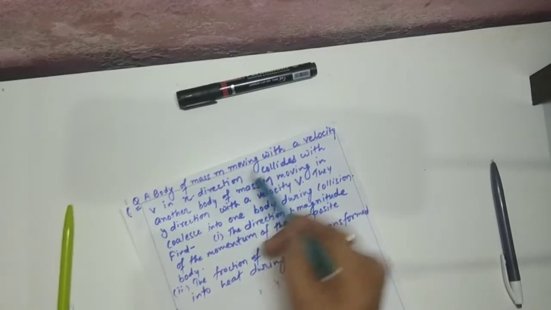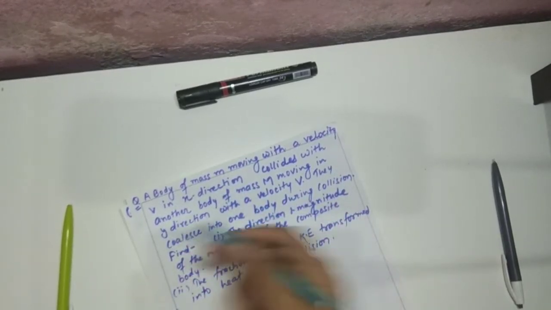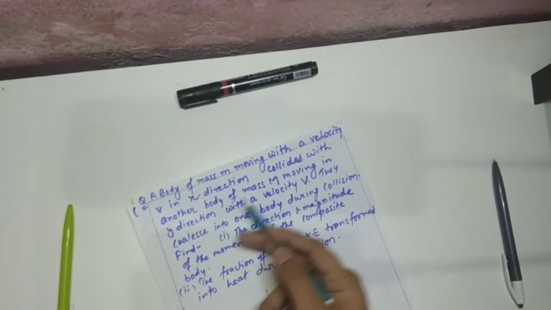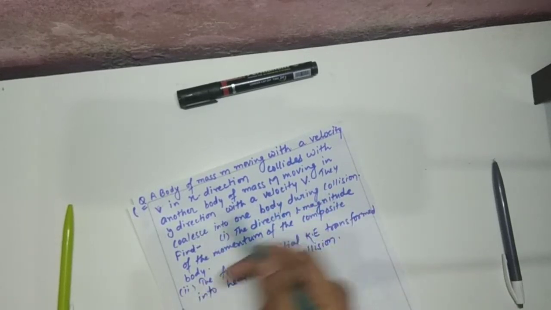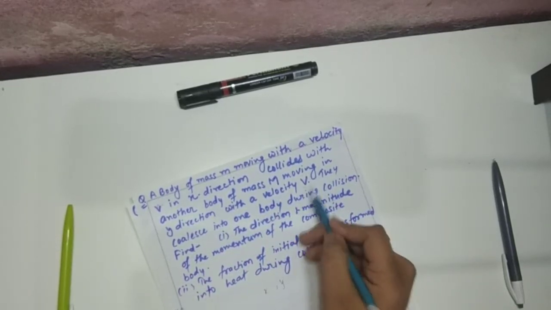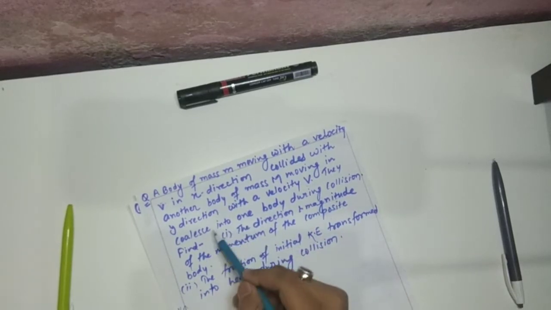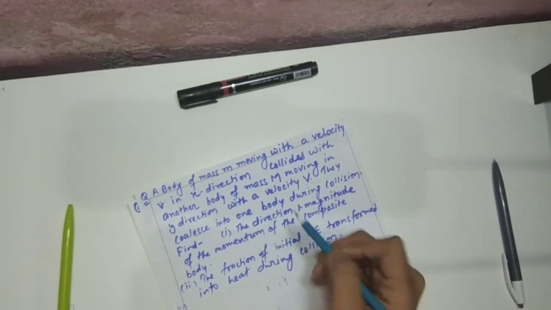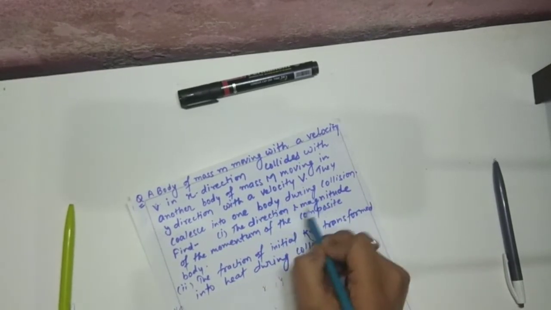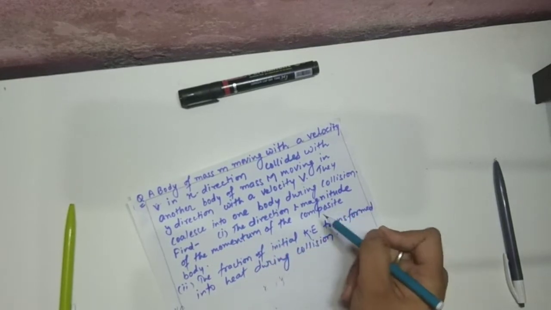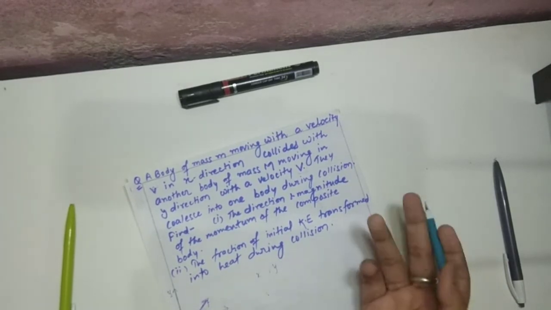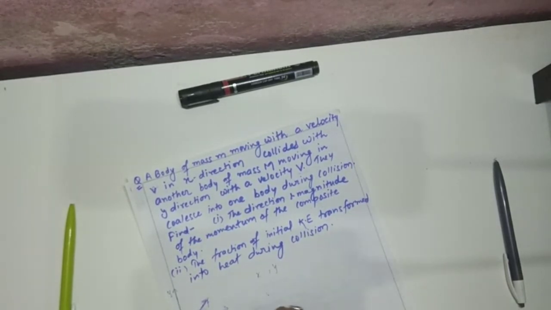We are given a body of mass m moving with a velocity small v in the x direction, which collides with another body of mass capital M moving in the y direction with a velocity capital V. They coalesce, meaning they form one body when they collide. During the collision, find the direction and magnitude of the momentum of the composite body. So we need to find the direction as well as the magnitude of the momentum of the body resulting from this collision.